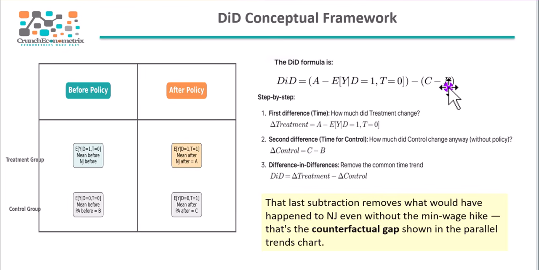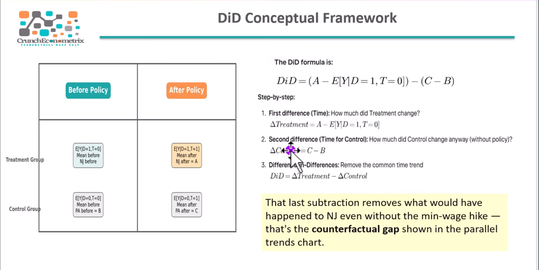So we have two sets of differences. Let's unpack this. The first difference, what does that tell you? It tells you how much treatment changed. So that will be the change in treatment, treatment after minus treatment before. So this entire section stands for treatment before.